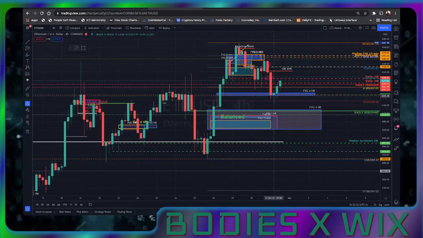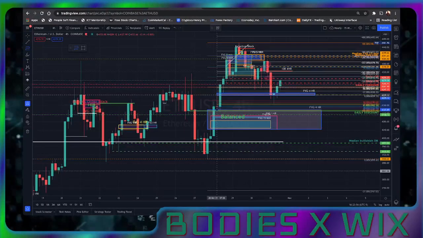Which is exactly what's happened here. Except for this one, it went a little bit through it, and I think that has to do with this red candle here. That would also be a bullish order block. So anywhere within that area, possibly halfway through, is where I would have expected it to turn around. Let's see if that's what happened.